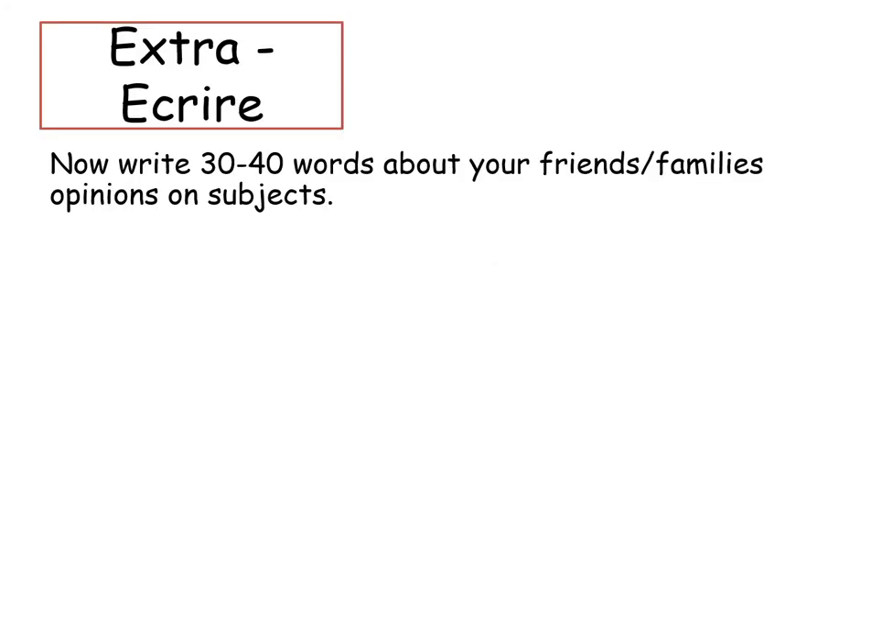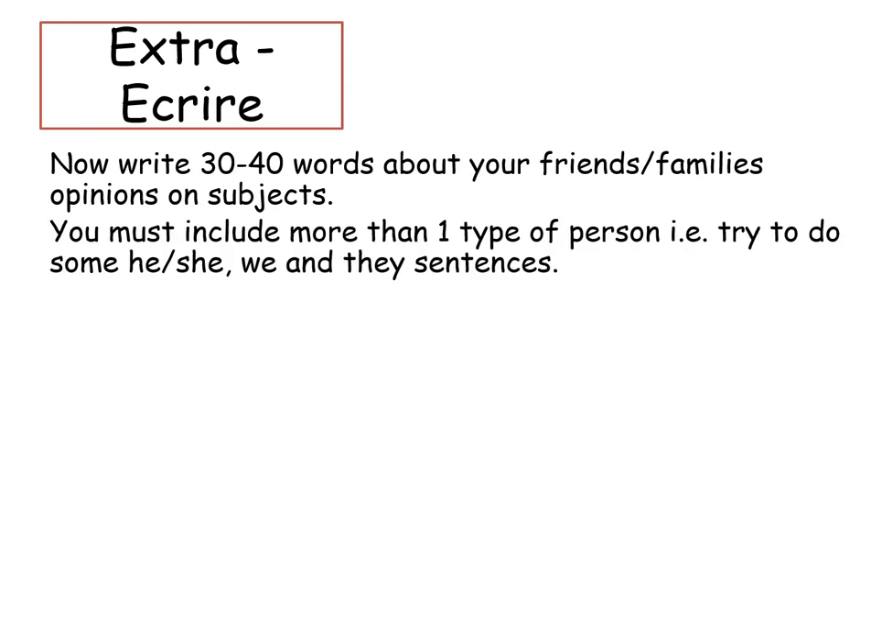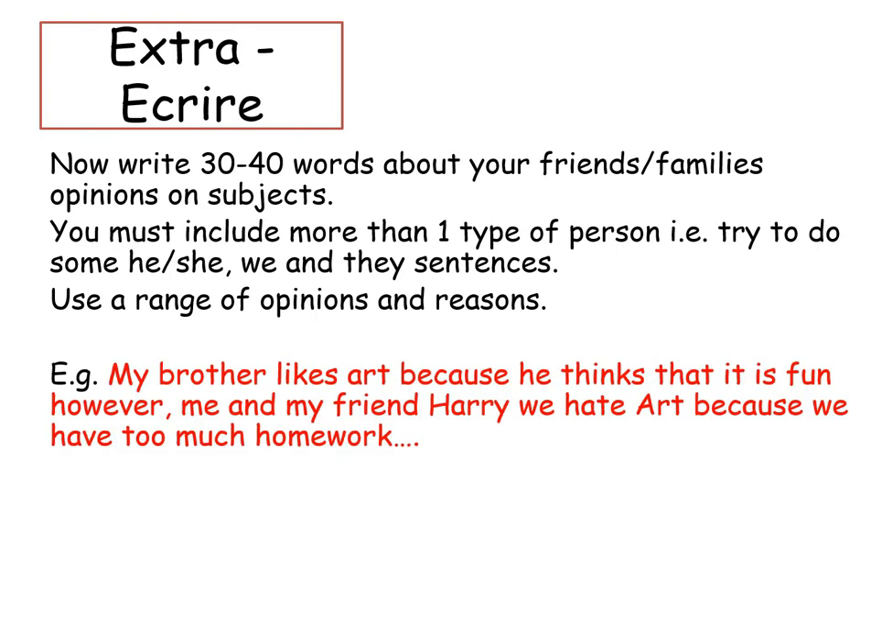Okay, so if you have still got some time or you'd like to do some extra between now and next lesson, what I'd like you to do is write about 30 to 40 words about what you like and your friends and family's opinions on subjects as well, okay? So try to include more than one type of person, so some he sentences, some we sentences like we just did, and a range of opinions and reasons. So it's not all like, but you've got like, love, don't like, you've got funny, interesting, boring, whatever it is, okay?